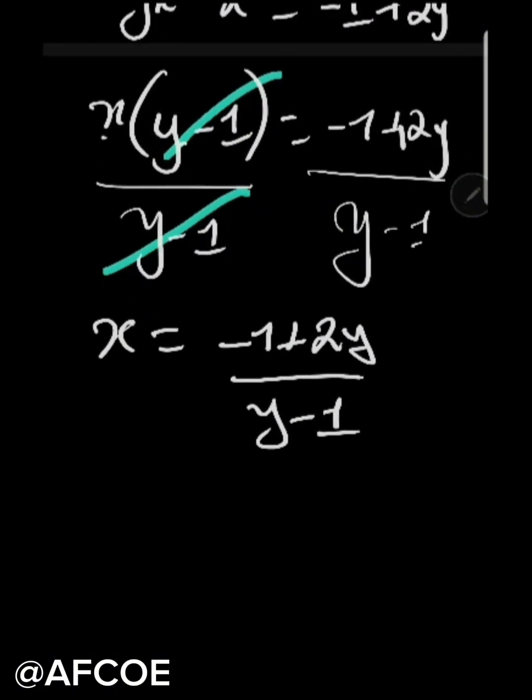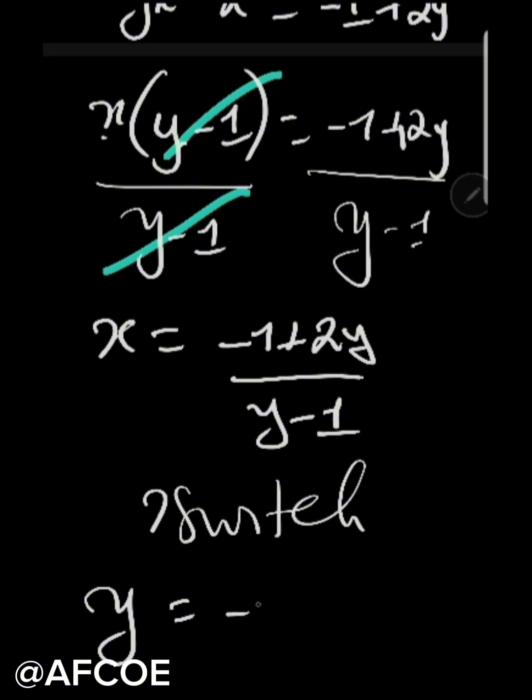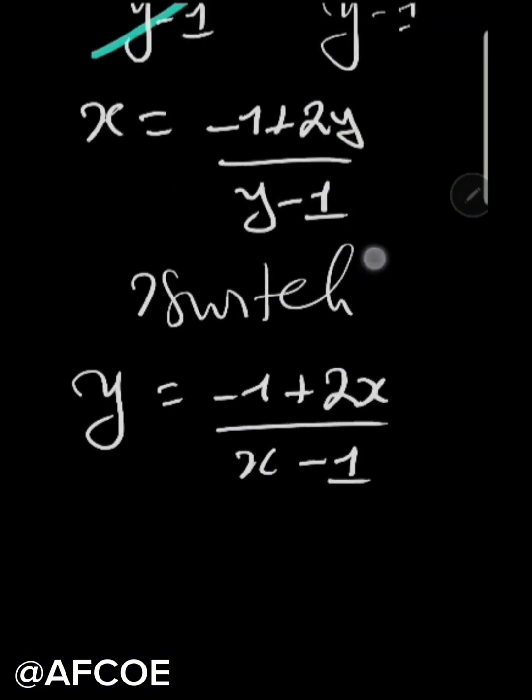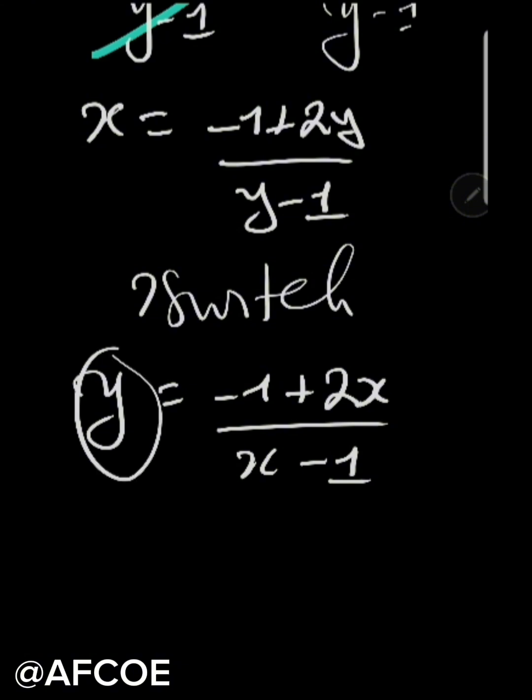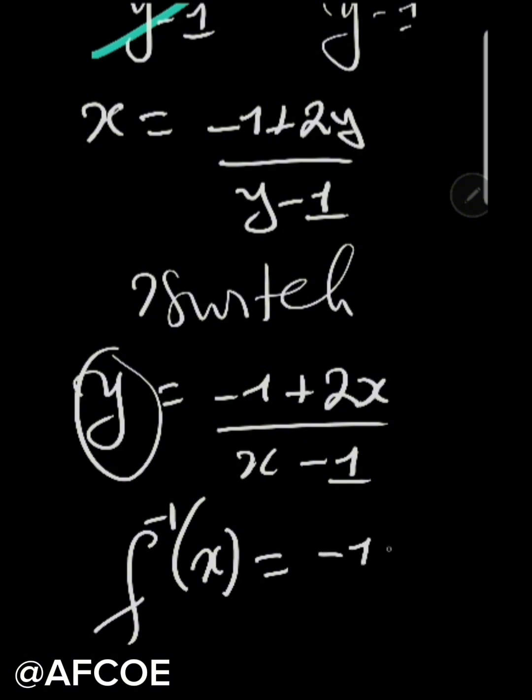At this point, you now exchange x and y, so you switch them. You get y equals negative 1 plus 2x all on x minus 1. Make sure you switch it back, please. Then we say our f inverse of x is equal to this last result after reswitching, so you get negative 1 plus 2x all on x minus 1.